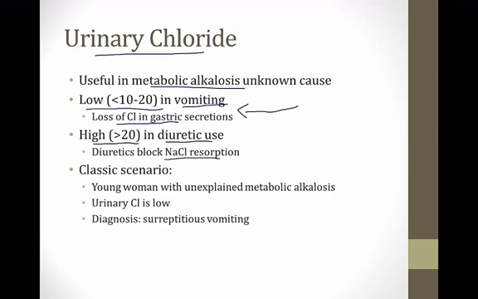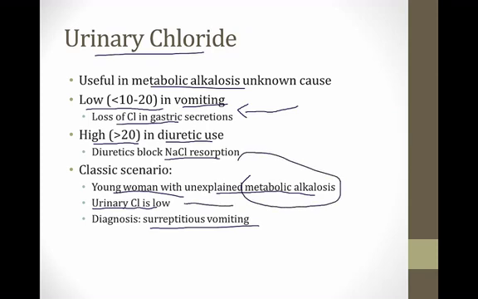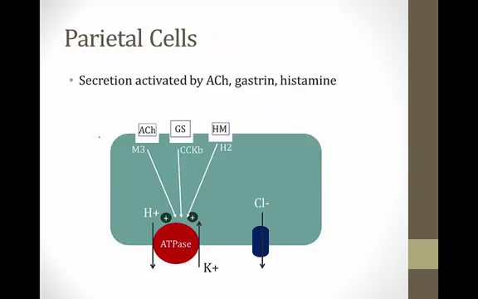Diuretics block sodium chloride resorption, so there will be a high urinary chloride. And a classic board scenario that you should be aware of is a young woman with an unexplained metabolic alkalosis. She has a low urinary chloride, and the diagnosis is surreptitious vomiting from an eating disorder. And you can diagnose the surreptitious vomiting by the fact that there's a metabolic alkalosis in the setting of a low urinary chloride.